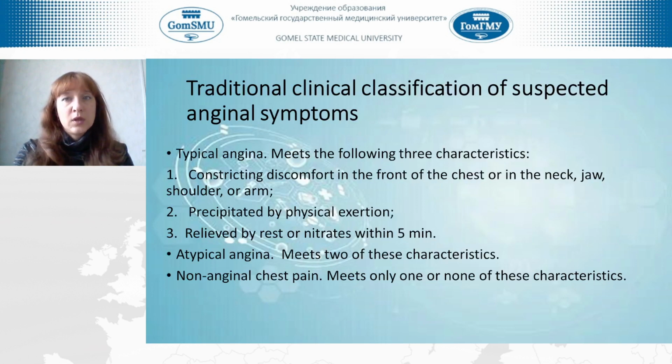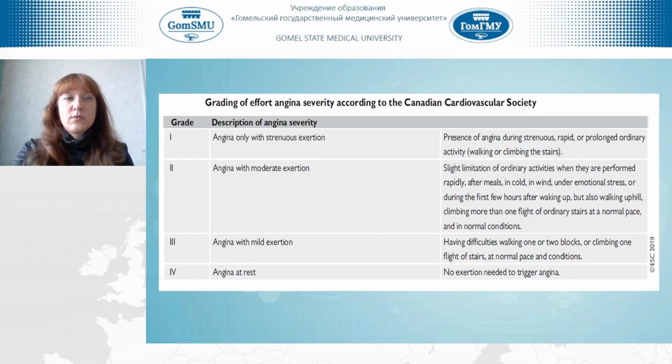Traditional clinical classification of suspected angina symptoms. It can be typical angina, atypical angina, and non-anginal chest pain. Typical angina means the following 3 characteristics: first, constricting discomfort in the front of the chest, in the neck, jaw, shoulder, or arm. Second, precipitated by physical exertion, and third, relieved by rest or nitrates within 5 minutes. Atypical angina meets 2 of these characteristics, and non-anginal chest pain meets only 1 or none of these characteristics.